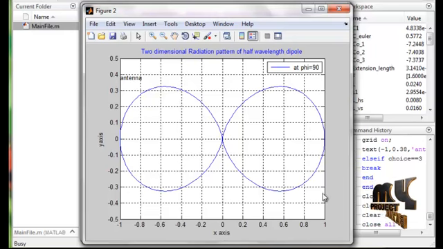So these are the running procedure for the product.